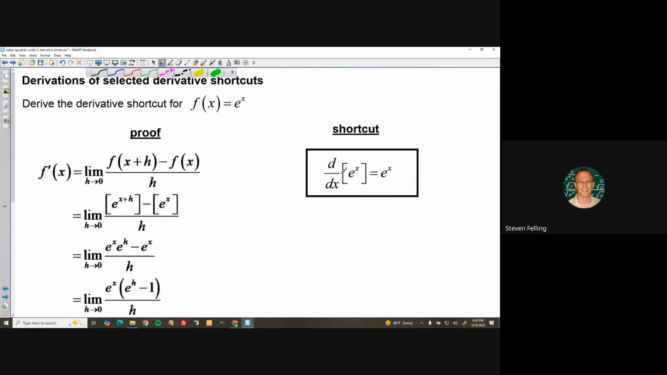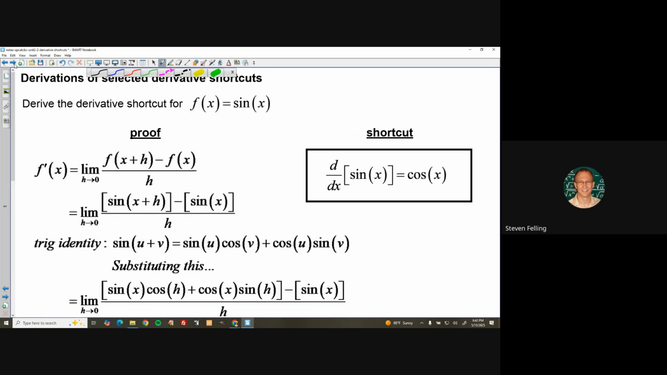The derivative of e, specifically e, which is the number 2.718, it's like pi, it goes on forever. e to the x, the derivative of that is an exact copy of itself. It's the only function whose derivative is an exact copy of the original input function.